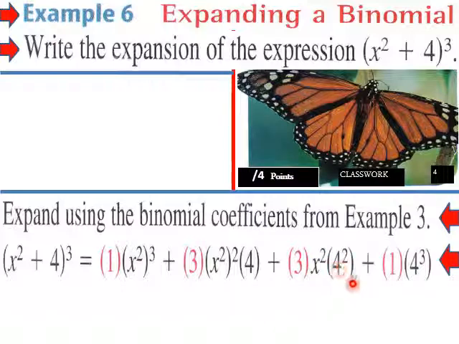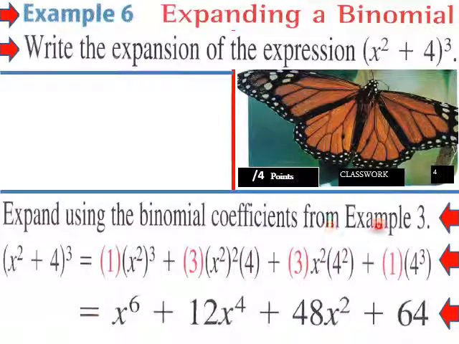Then x squared squared times 4, then x squared times 4 squared, then just 4 cubed here. And this would be x squared cubed here. And then this would be x squared squared here. Those were coefficients already predetermined in example 3. And then when we simplify this expansion here, we come up with x to the 6 plus 12x to the 4th, 4 times 3 is 12x to the 4th. And then we have 48, 16 times 3 is 48, x squared. And then 4 cubed is 64.